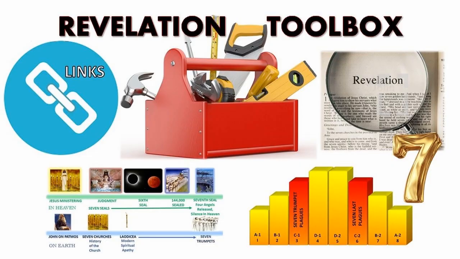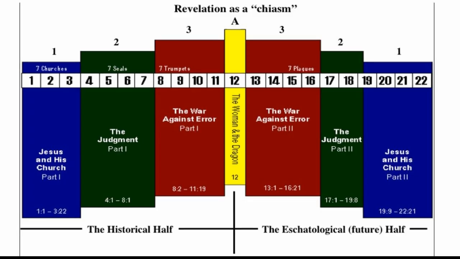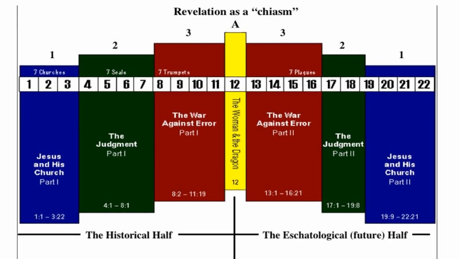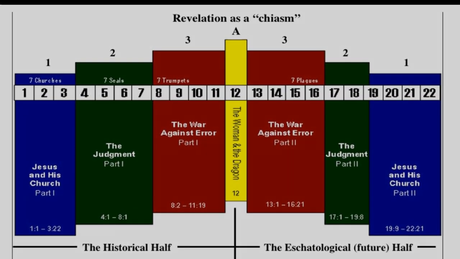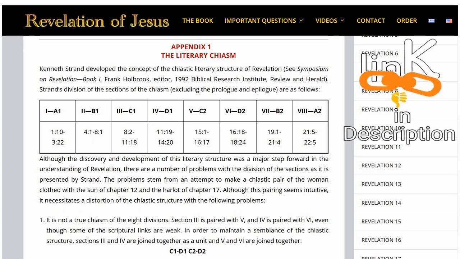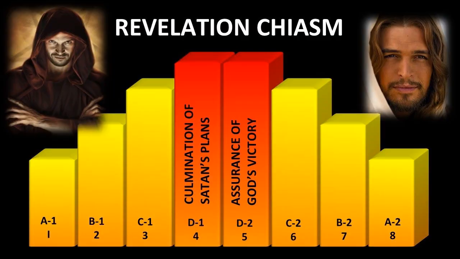We need to keep in mind that the chiastic structure is only one of several tools to help us understand Revelation. We will need to confirm the interpretations that are suggested by the chiasm with other evidence. There are also some other potential pitfalls. If the chiasm is not set up correctly, the climax and the divisions will be in the wrong place, and this can distort our interpretation. I will include a link in the description to an article that analyzes this problem. The point is that the chiastic structure is a powerful tool, but we need to make sure that we use it correctly.